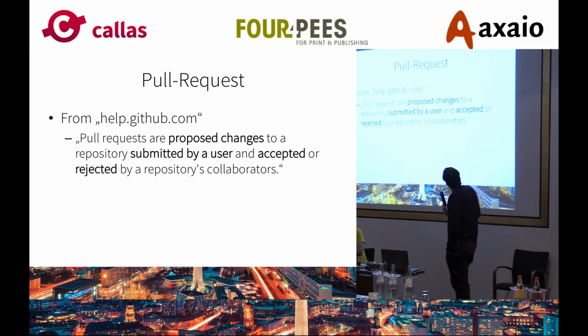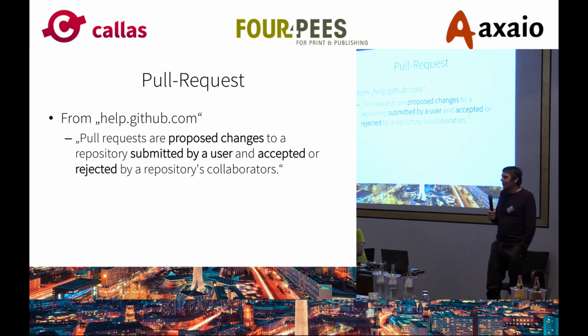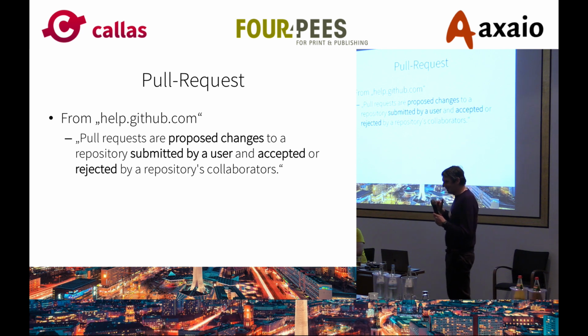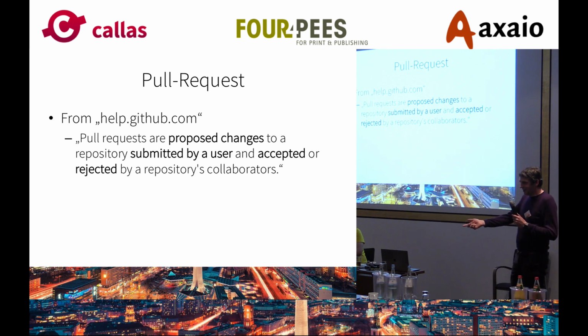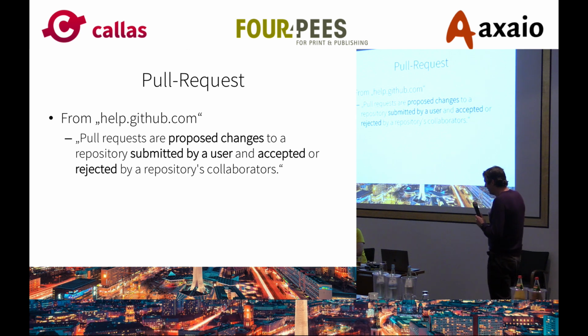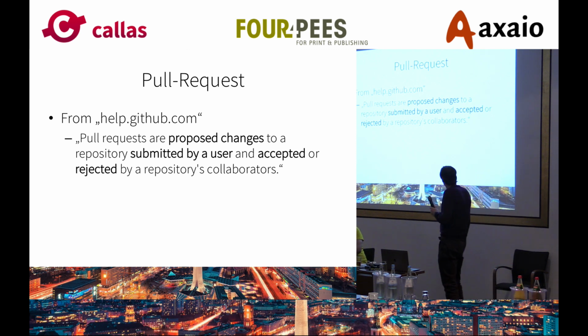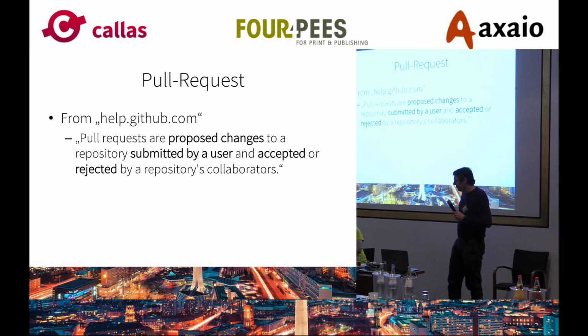You can submit so-called pull requests to us. So pull request, so you have again the word pull. This time it's the other way around, because we want to pull your changes into our repository. So you send us a pull request, and we look at it. From help.github.com: pull requests are proposed changes to a repository submitted by a user and accepted or rejected by a repository's collaborators.